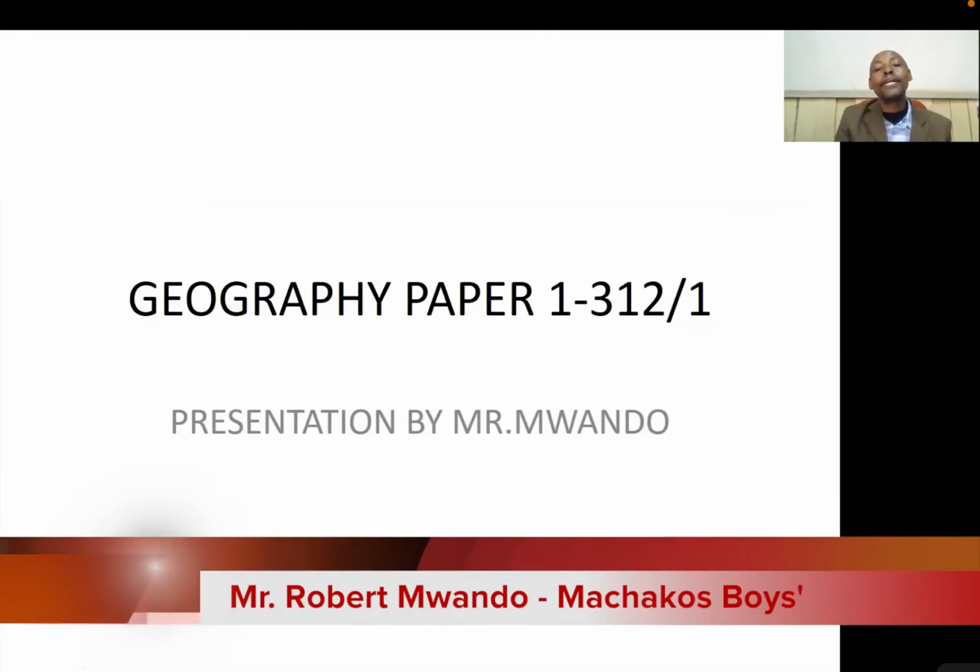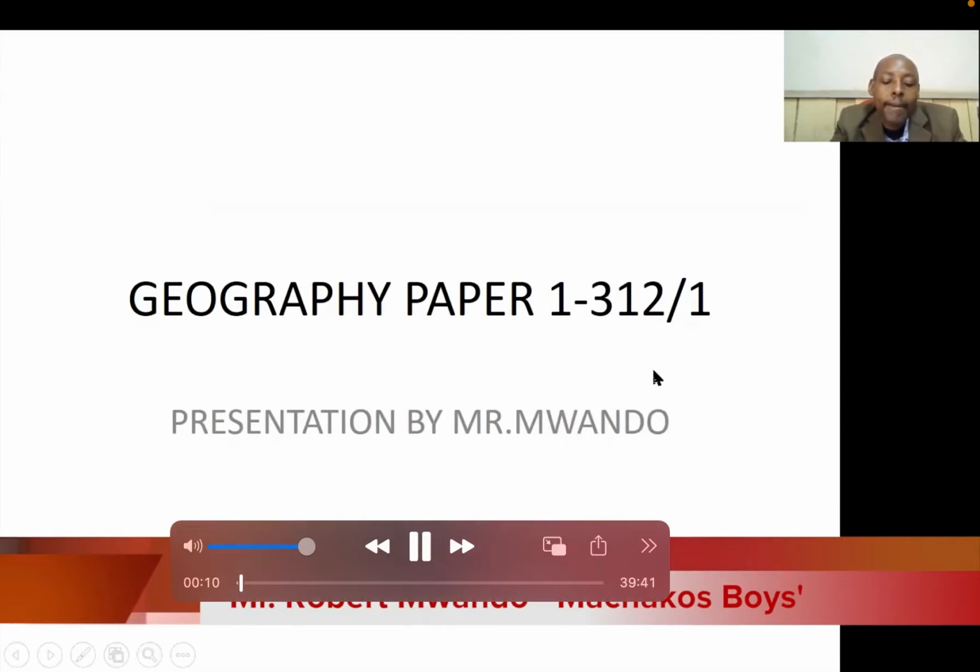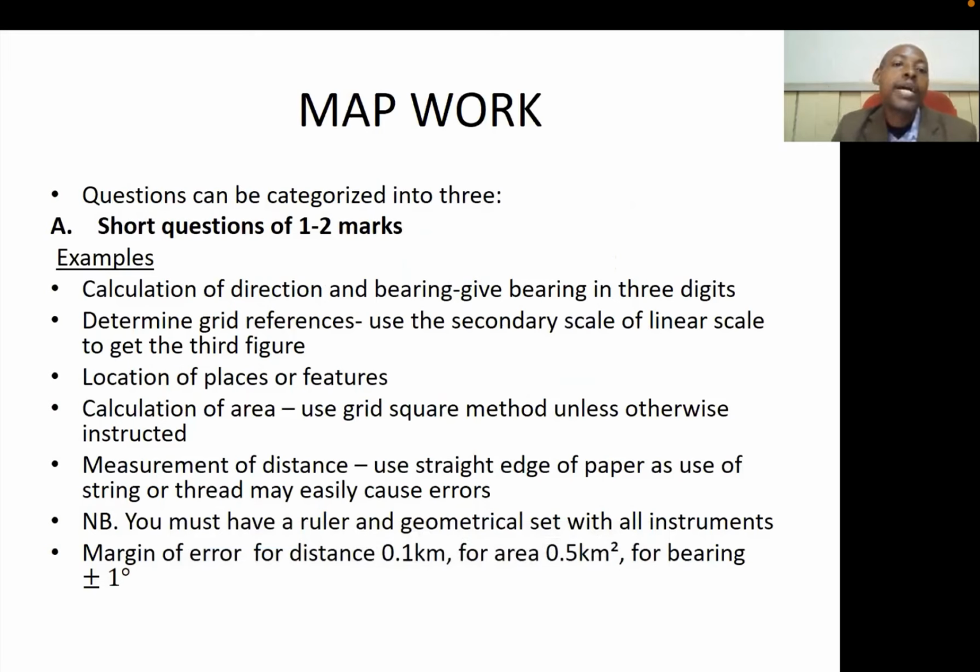Presenting geography. I'm taking you through geography paper 1, that is 312/1. Then on map work, I want to take some time and take you through the various requirements for map work, because it is a compulsory question in section B, which students can easily score all the 25 marks since they are provided with a map. Theirs is just to read and interpret it and then write down the answers.